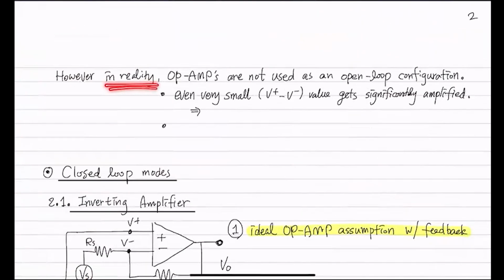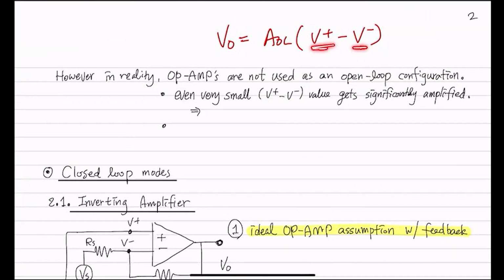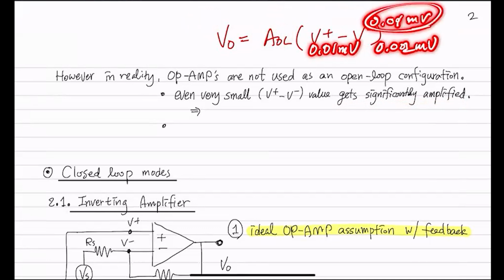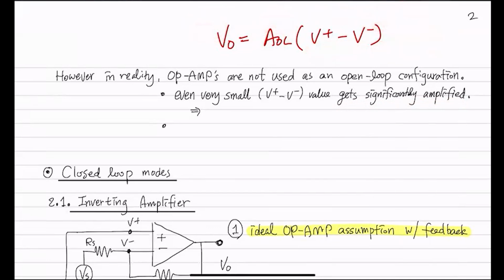However, in reality, op-amps are not used in an open loop configuration. The reason is, if I write this thing again, even a very small difference between V positive and V negative becomes significantly amplified, because this value was infinite. We assumed this to be infinite on the previous page, right? Say you have 5 volts and 2 volts, so it's a 3 volt difference. It's multiplied by infinite, so it's going to be infinite. It's 0.01 millivolt and 0.02 millivolts, so the difference is 0.01 millivolt. That multiplied by infinite is again infinite. So it's kind of useless.